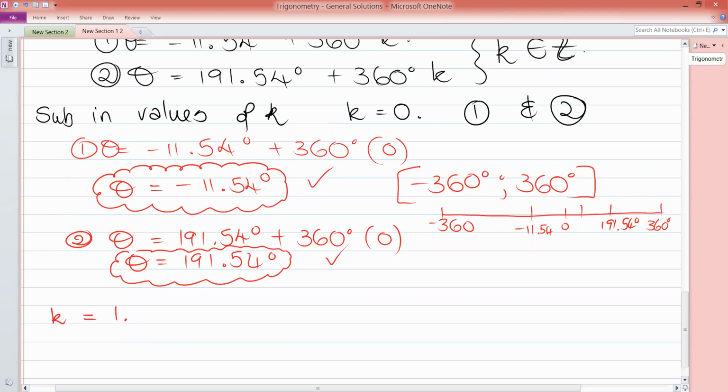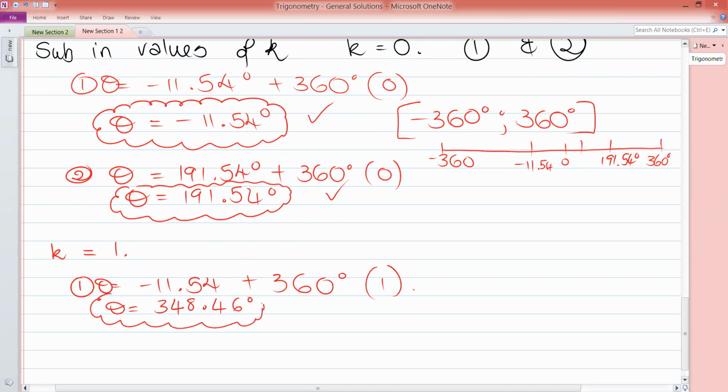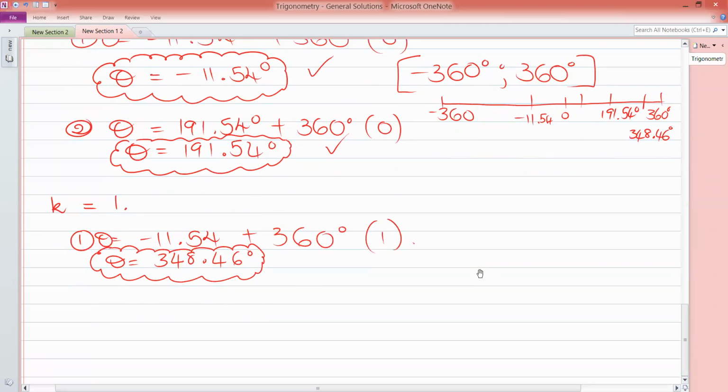You're going to do the same thing, plug it into the first equation. It's 360 multiplied by 1. Okay, so now at this point, 360 minus your 11.54, the answer you get there is 348.46. That's a theta. Is this theta inside our range? Yes, it is, because it's going to be somewhere there. 348.46.